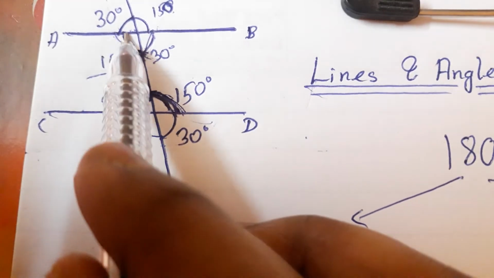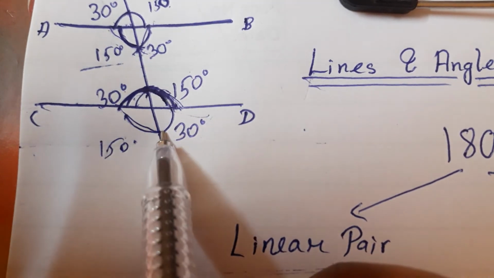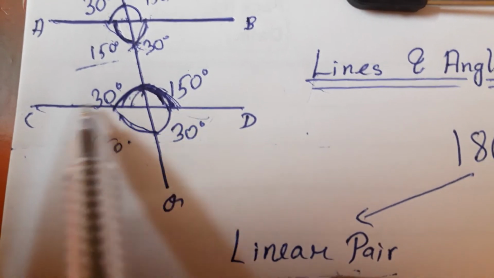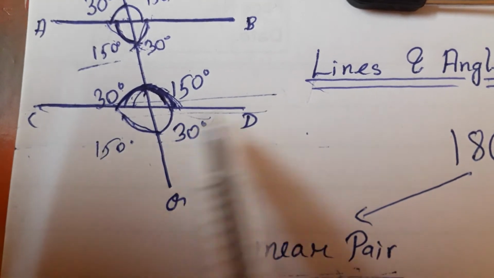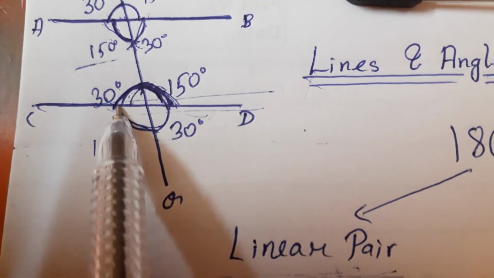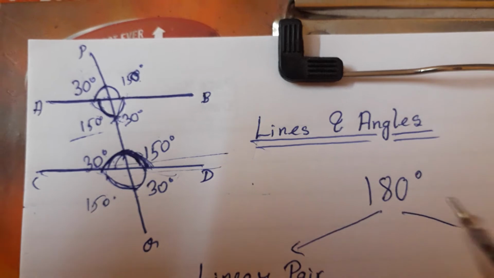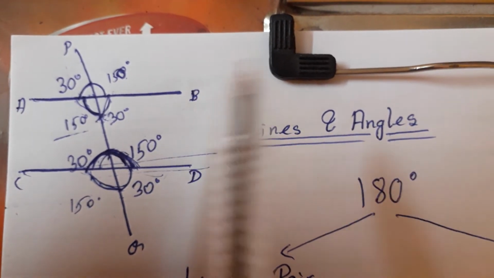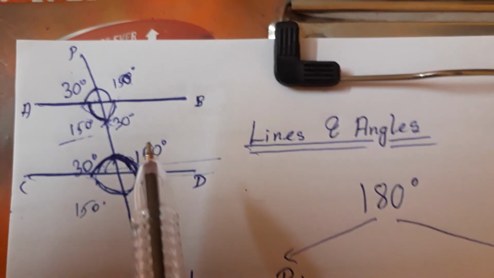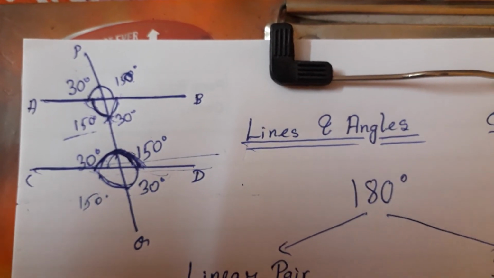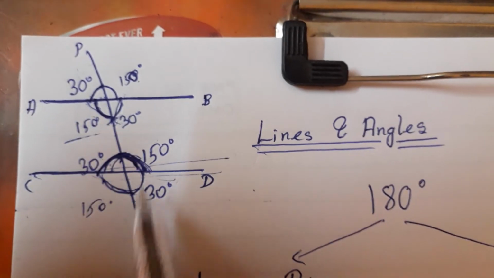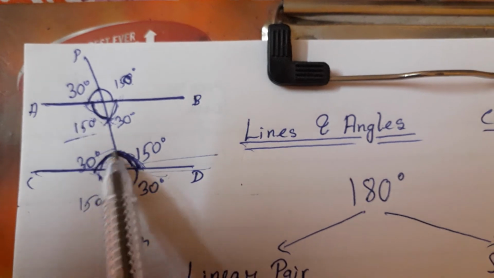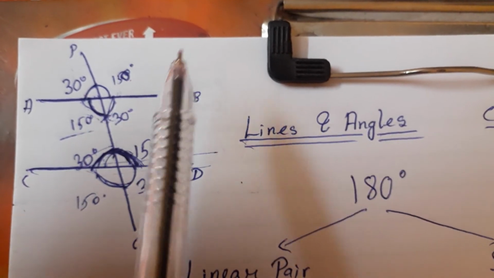Why? If this angle is 150, then this angle will be 150 degrees by corresponding angles, and by the linear pair concept also you can say this angle will be 150 degrees. Okay, so I think it's clear. It will be very clear to you if you keep an example in your mind. Now see, the alternate interior angle: this angle equals this angle, and this 30 degrees equals this 30 degrees. This is your alternate interior angles.